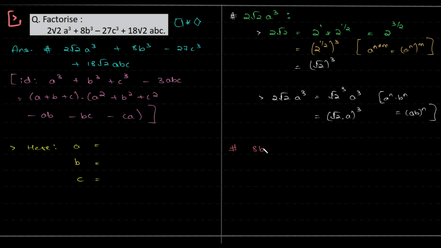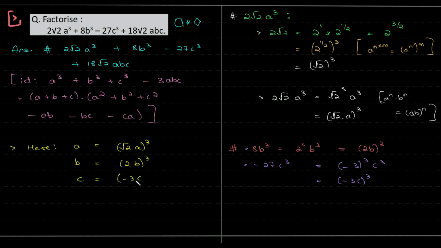So we have 8b cube, which can be written as 2 cube b cube, which is nothing but 2b the whole cube. Okay, so the related formula is written over here, so you need not bother about this. And the last one is minus 27 c cube, which can be written as minus 3 the whole cube c cube, which is minus 3c the whole cube. And then we can conclude a is root 2 a the whole cube, b is 2b the whole cube, and c is minus 3c the whole cube.